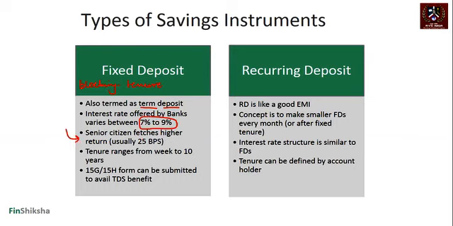Within this, senior citizens in India, which is greater than 60 years of age, fetch higher return, usually 25 basis points higher. What does this mean? That if someone does a 5-year FD and the rate on that is 7%, then if a senior citizen does the same thing, the rate would be 7.25%. That's a benefit the government of India gives to senior citizens, right? Tenure of fixed deposits ranges usually from a week to 10 days. It could be less than a week as well, but you really don't get any meaningful interest in that context.